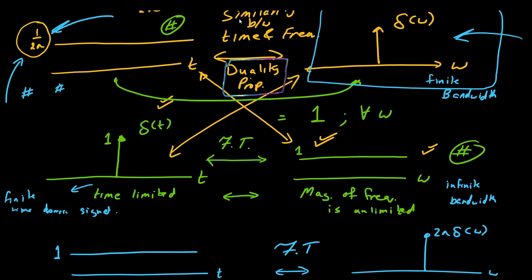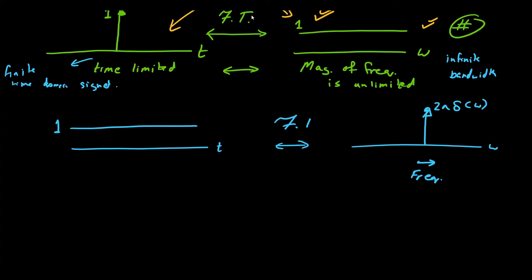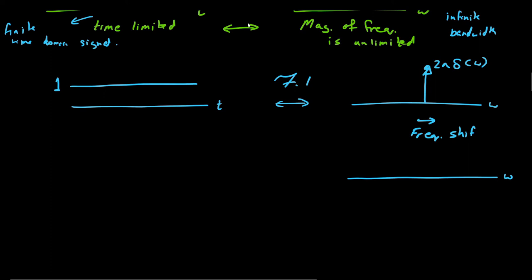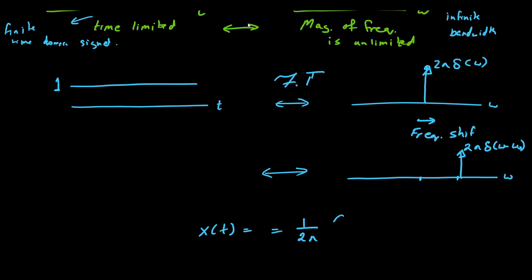So let us say we give a frequency shift, that is we now have the same signal, but now it is shifted to say omega naught, that is we have 2 pi delta of omega minus omega naught. So let us see what does this mean and how we can translate into time domain. So this means that in time domain we would have x of t equal to 1 over 2 pi integration from minus infinity to infinity, this signal, that is 2 pi delta of omega minus omega naught e to the power plus j omega t dt.